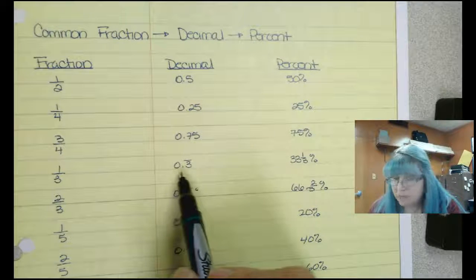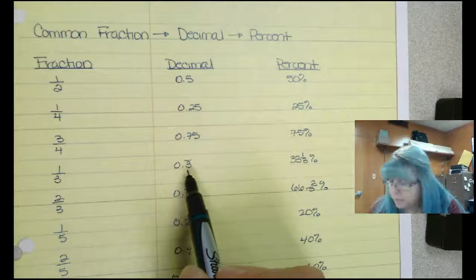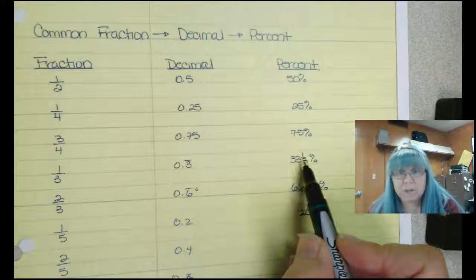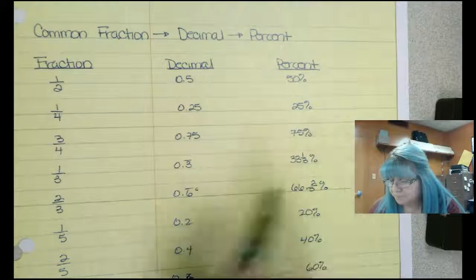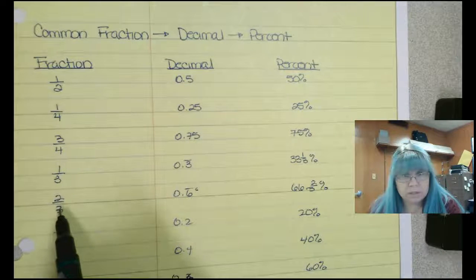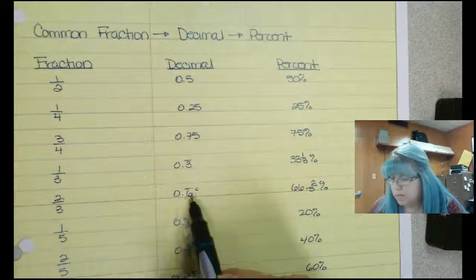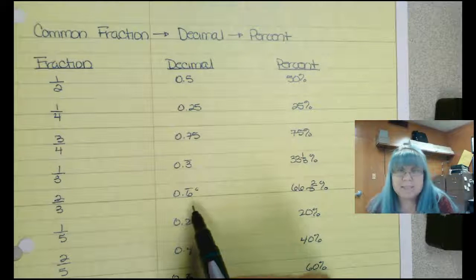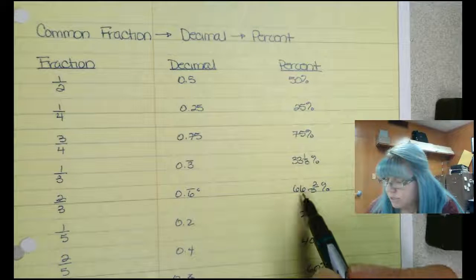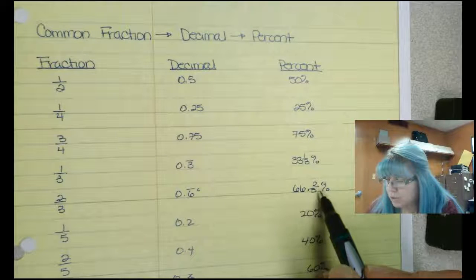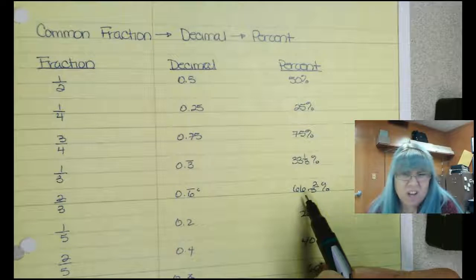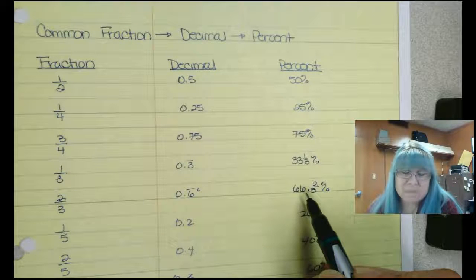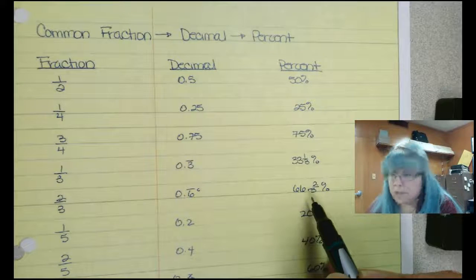1/3 is 0.33333, in other words 33 1/3%, or 33.3%. 2/3 is 0.6 with a bar, so it's 0.66666. That is going to be 66 2/3%. Also, you could round it to 66.7. I've seen that happen quite frequently.